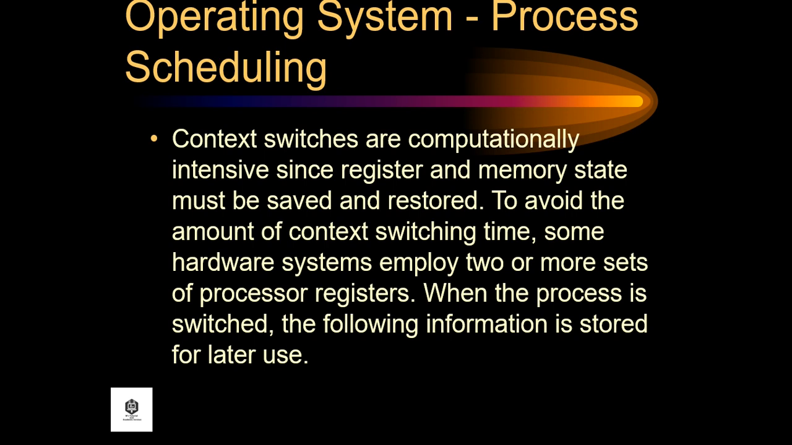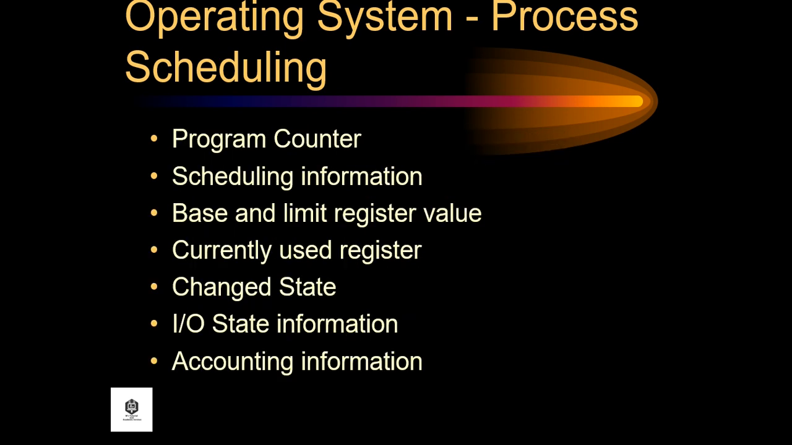Context switches are computationally intensive since register and memory state must be saved and restored. To reduce the amount of context switching time, some hardware systems employ two or more sets of processor registers. When the process is switched, the following information is stored for later use: the program counter, scheduling information, base and limit register value, currently used register, changed state, input-output state information, and accounting information.